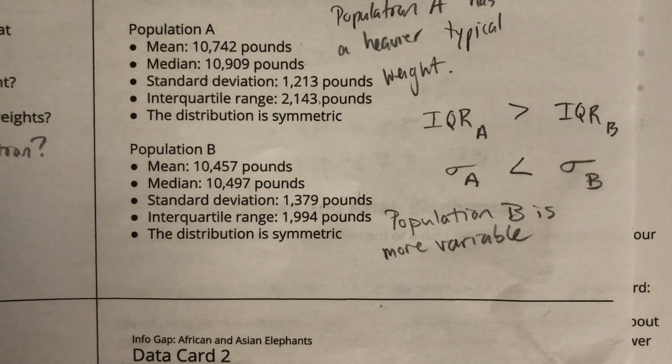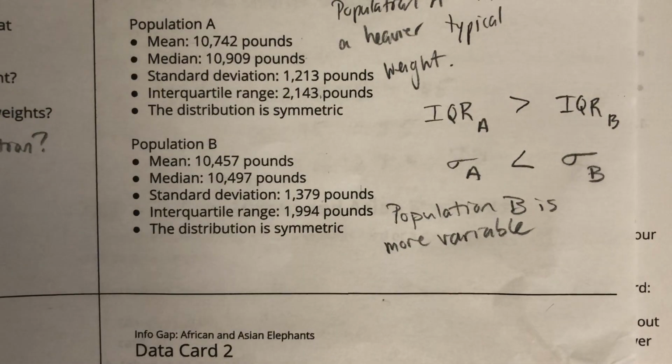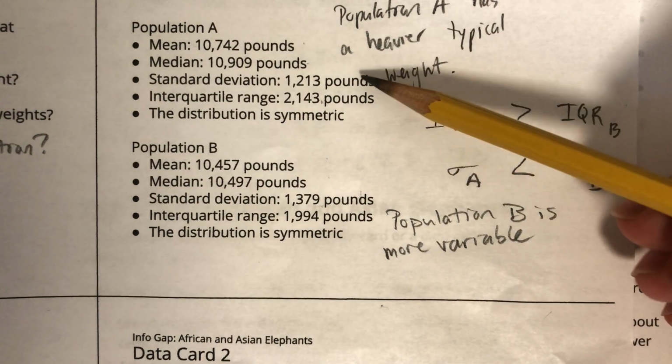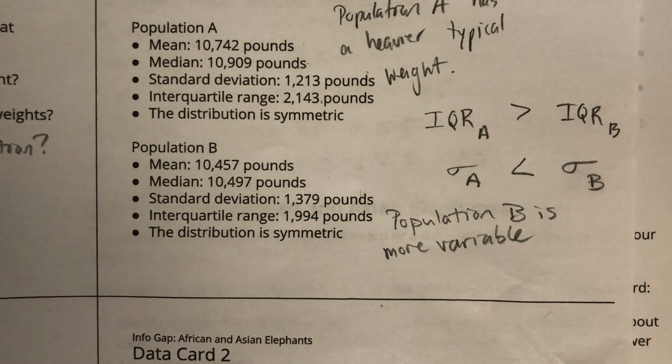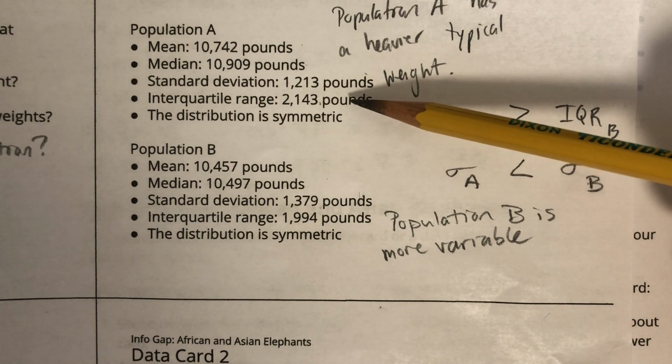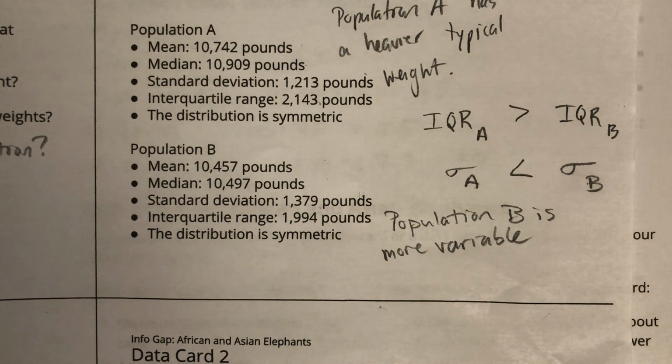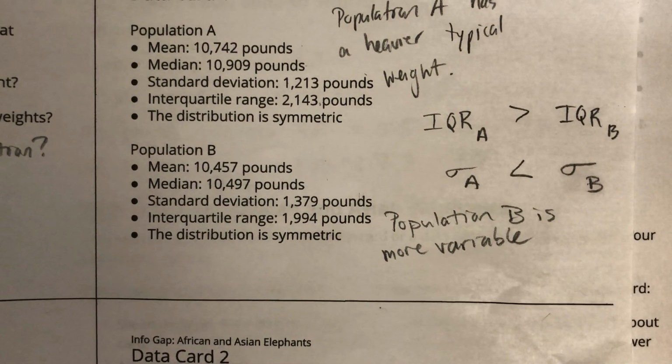Okay, so that's why it's important to check both. If we don't know the standard deviation, if we can't find it out, the IQR is not horrible. And we can see that these standard deviations are not super far apart. The IQRs are not incredibly different, but they are slightly different. And if we were to compare them, we would want to say population B is more variable.